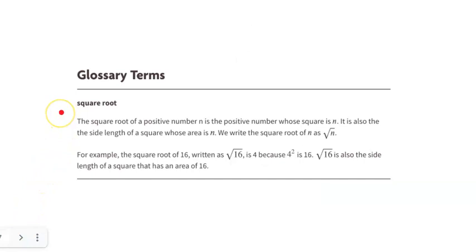So in short, the square root of a positive number n is the positive number whose square is n. It is also the side length of a square whose area is n. We write the square root of n using the radical sign. For example, the square root of 16 is 4 because 4 squared is 16. The square root of 16 is also the side length of a square that has an area of 16.